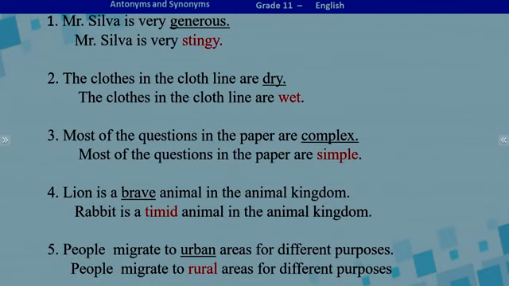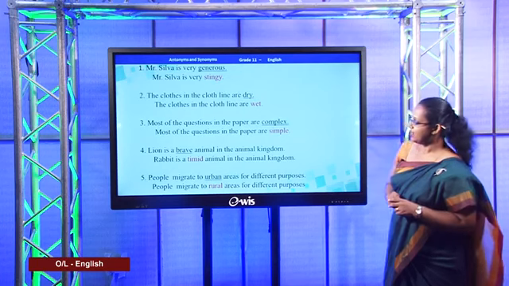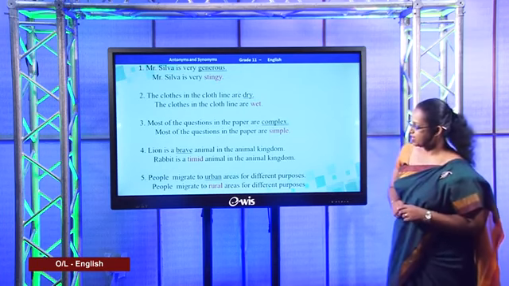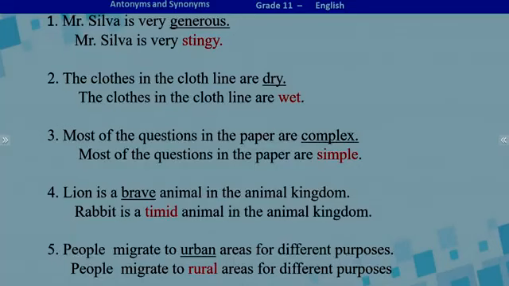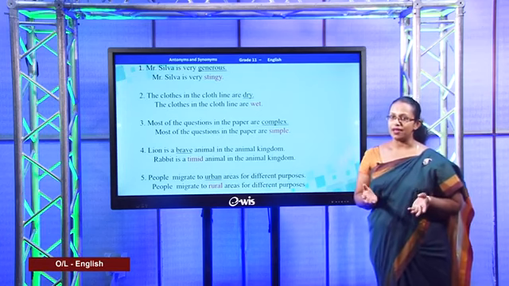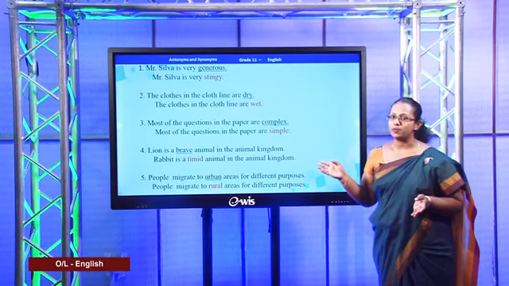Let's move on to the fourth one. Lion is a brave animal in the animal kingdom. I think that you know the opposite word for brave. It is timid. Though lion is a brave animal, rabbit is a timid animal, very innocent. Let's move on to the next one. People migrate to urban areas for different purposes. The underlined word is urban. So, what is the opposite word of urban? Of course, that is rural. Okay, children, I hope you have got a clear idea about these simple opposite words.